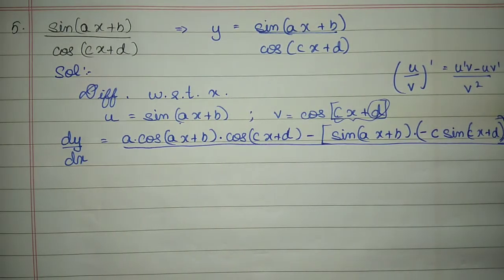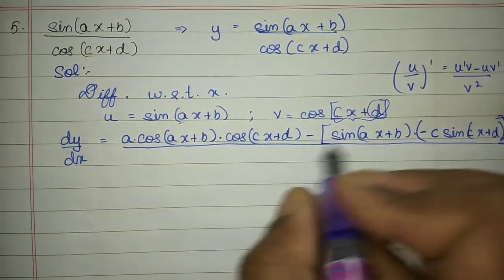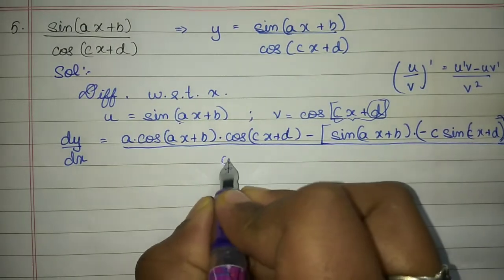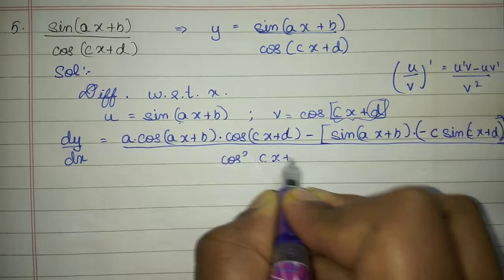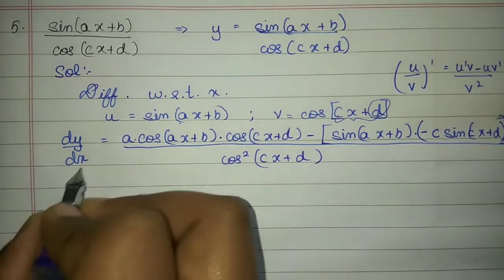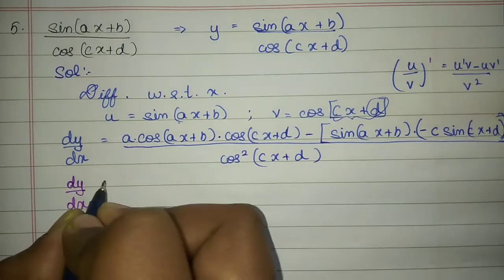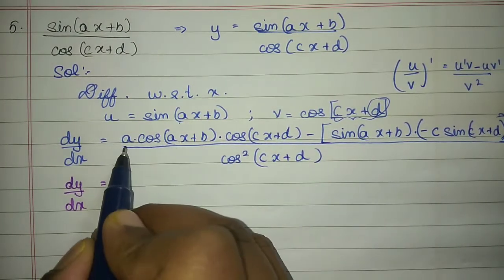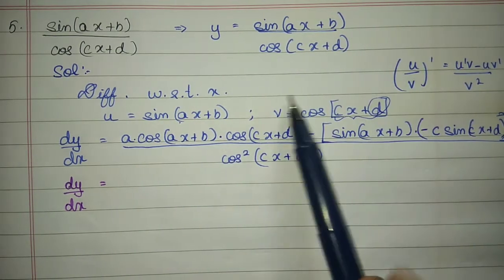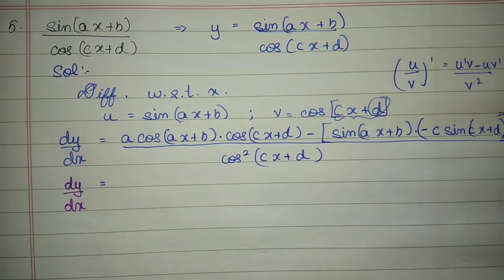So now I have my denominator. Don't forget, with the numerator, the denominator, that is v square. Here is my v, so my v square will be cos of cx plus d the whole square. So I can write it as cos square cx plus d. I think you will be very clear with this part. Let me write it in a different color so that you will be able to differentiate it. dy by dx is equal to, this all should be written as it is, but the only thing is that we will be splitting these two, that is, the subtraction sign is here, so that one we will be splitting.